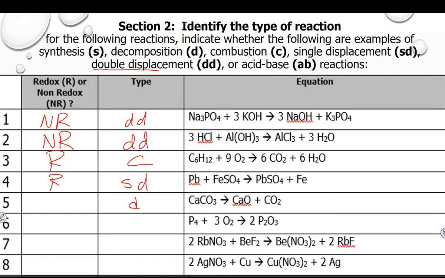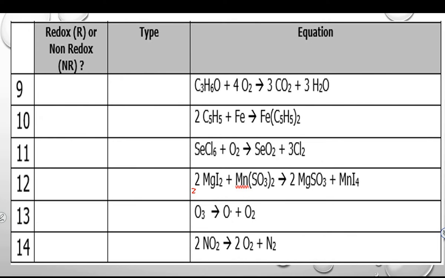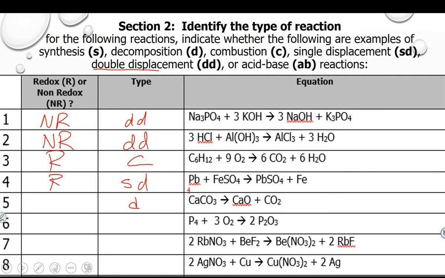So calcium is a +2 always. Calcium is a +2 always. Oxygen's a -2 always, right? So I have 6 negatives with a +2. That gives -4. So carbon had to be a +4.